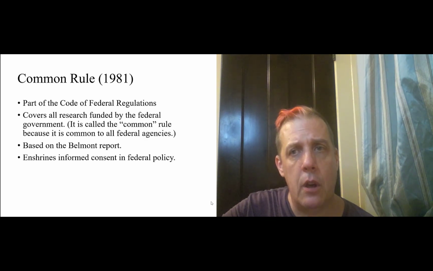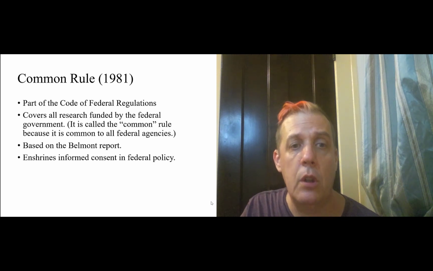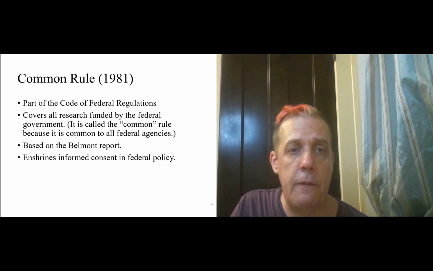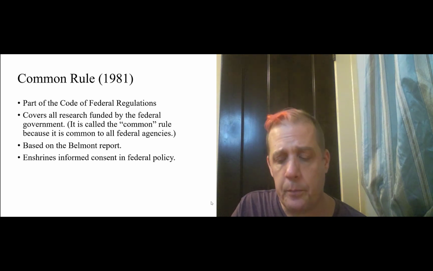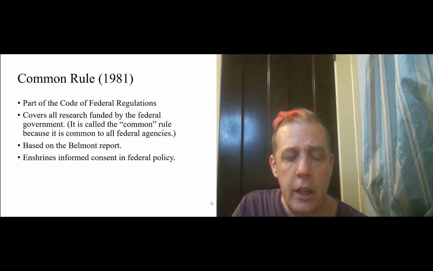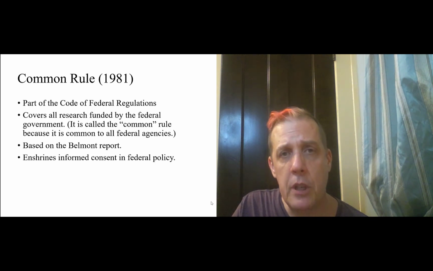Everything about the Belmont Report gets written into law in 1981 as a part of something called the Common Rule. And this covers all research funded by the federal government. It's called the Common Rule because it's common to all federal agencies. One important thing to note here is that although this writes the idea of informed consent into law, it really does only apply to research funded by the federal government, which is a lot of research, most research, because research is expensive, but not all research.